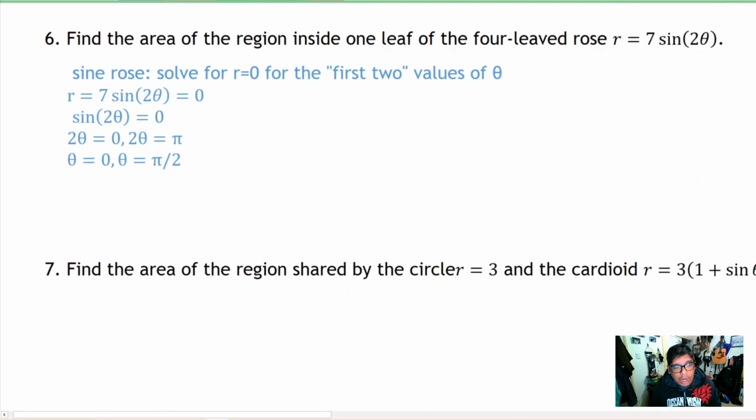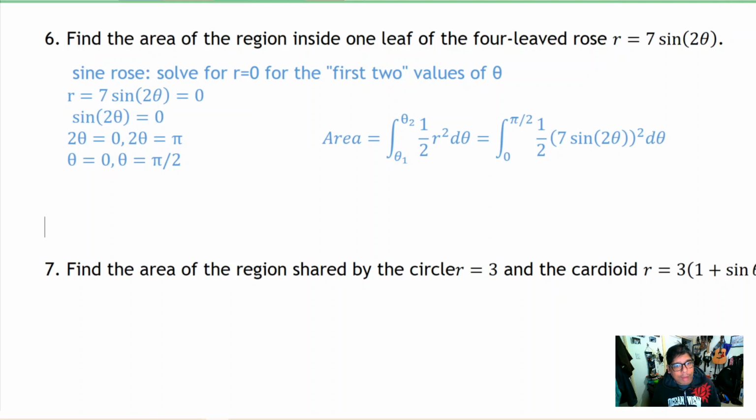This technique is always going to give you the lower and upper bounds for the first leaf of a sine rose. Now the area for any polar curve is the integral from theta 1 to theta 2 of 1/2 r squared d theta. Let's do some substitution. Theta 1 equals 0. Theta 2 is going to be pi halves. And then the radius is going to be 7 sine of 2 theta.